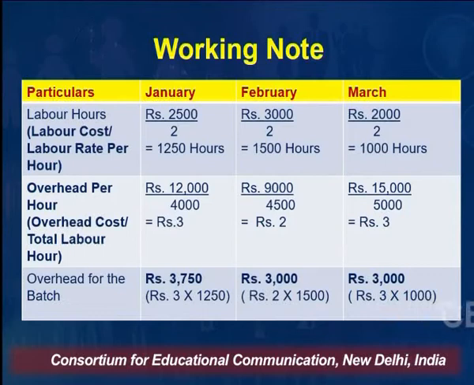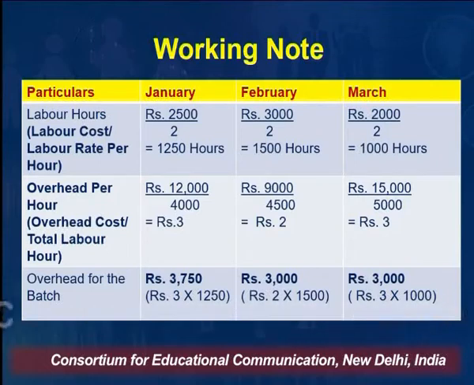When you divide this overhead cost by the total labor hour, you come to know about the overhead rate per hour, which comes to be rupees 3, rupees 2 and rupees 3 for January, February and March respectively. Now once I have computed the rate, it is very easy for me to calculate the overhead for the batch.